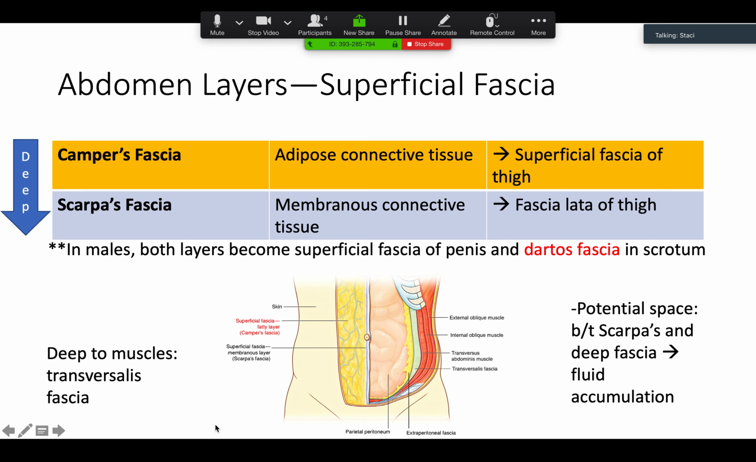That's her little saying. So this goes to the superficial fascia of the thigh, the Camper's fascia, and the Scarpa's fascia joins with the fascia lata of the thigh. In males, both of these become the superficial fascia of the penis and the dartos fascia in the scrotum. And we'll talk more about that development as well. And deep to these muscles, here is our transversalis fascia. And then there can be this potential space between Scarpa and the deep fascia where fluid can accumulate.